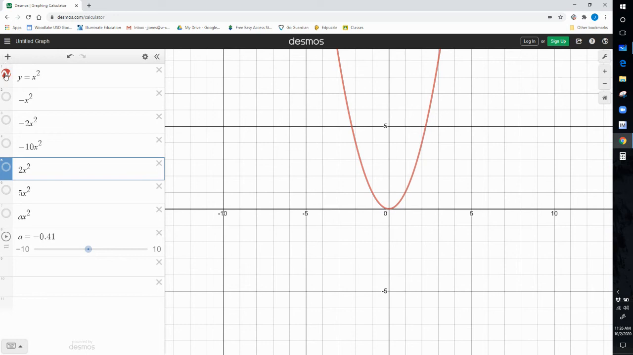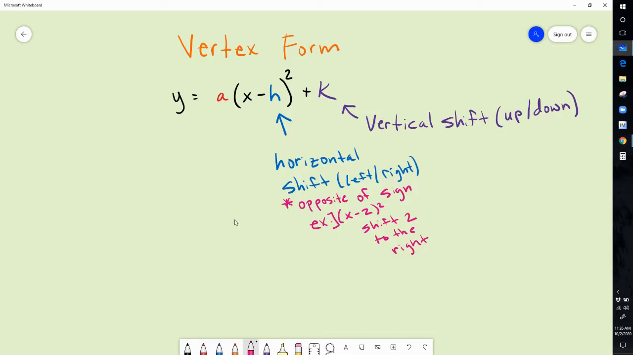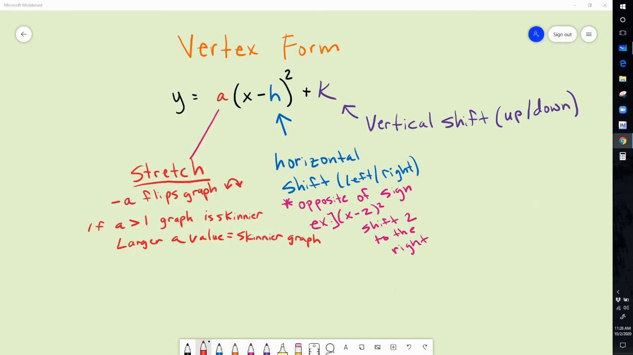Let's go back to our green board really quick and talk about A. I'm going to put some stuff in for A. I wrote a few things about A here, so let's talk about them. First of all, A is called the stretch. That's the word for what this is doing. It's actually stretching the graph upwards, but most students like to talk about it as getting skinnier.